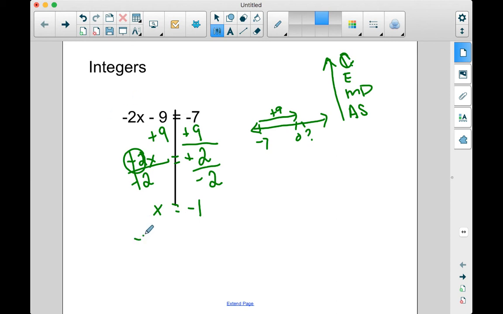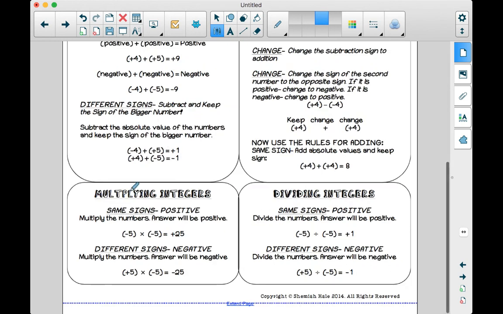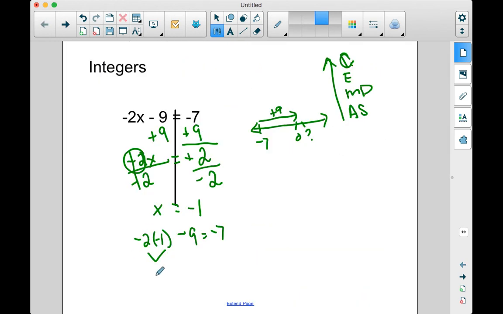Now I can go ahead and plug this in. So if I have -2 times -1 minus 9 equals -7. So here -2 times -1. So same signs positive, different signs negative. Again, that's according to the multiplication part of my integer sheet. So that right there would be 2 minus 9 equals -7. Again, if I have 2 and I take away 9, I'm at -7.